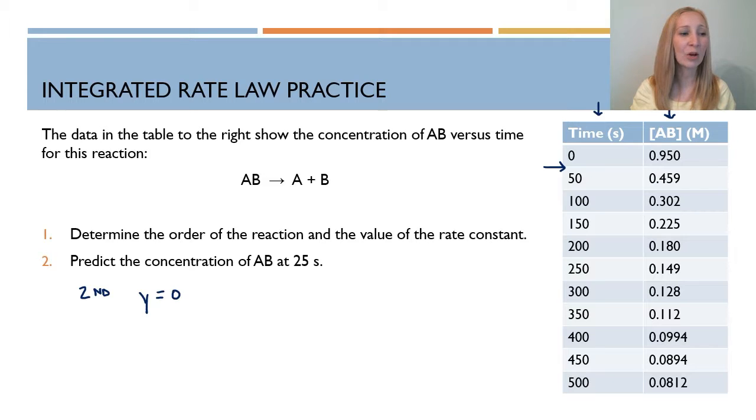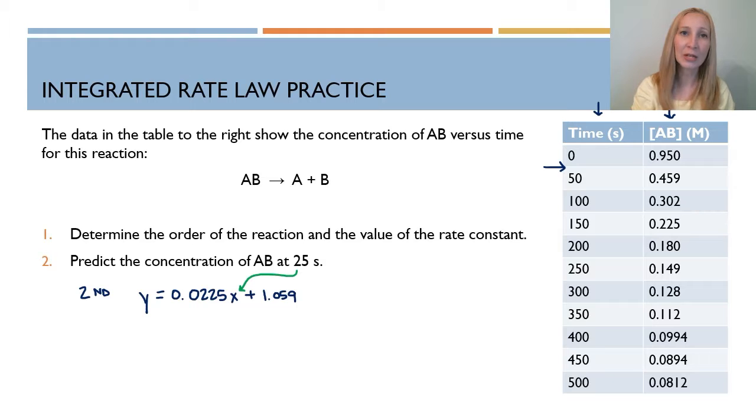This is my equation. Y equals 0.0225x plus 1.059. Now, I want to predict the concentration of AB at 25 seconds. If I look, it's going to be somewhere in between 0.950 and 0.459, but I don't know exactly where. I can make a guess, but I'm going to use the equation of this best fit line to calculate that.